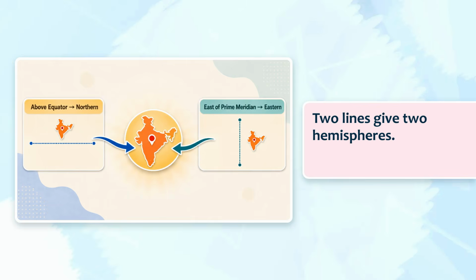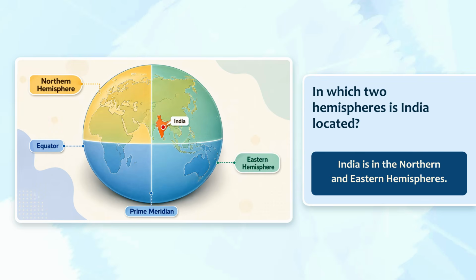Combine both line clues rather than using only one. Two lines give two hemispheres. The equator gives north or south, and the prime meridian gives east or west. Read India's position against both reference lines. In which two hemispheres is India located? The two sides of the globe confirm it. India is in the northern and eastern hemispheres. It is above the equator and east of the prime meridian.